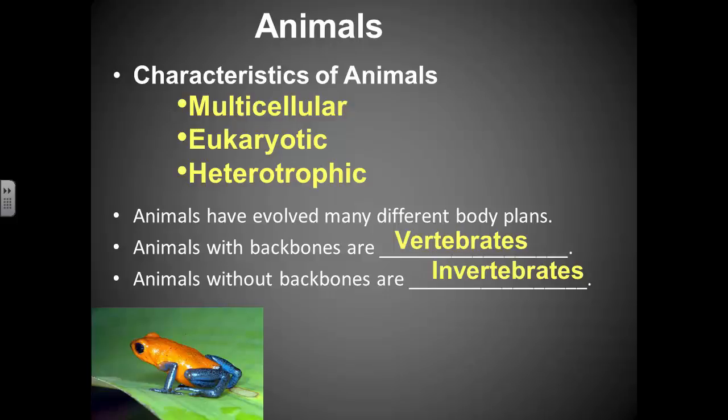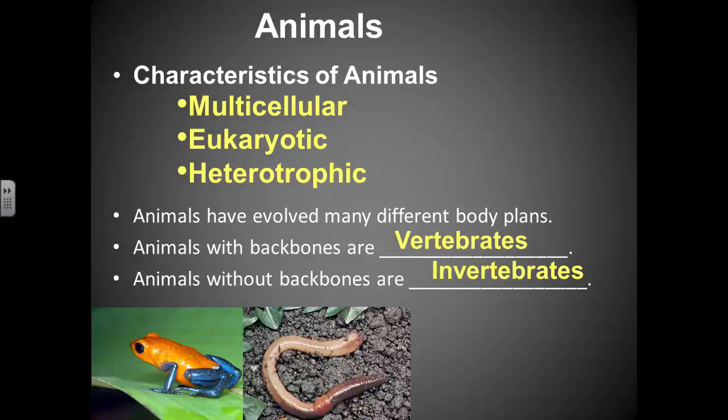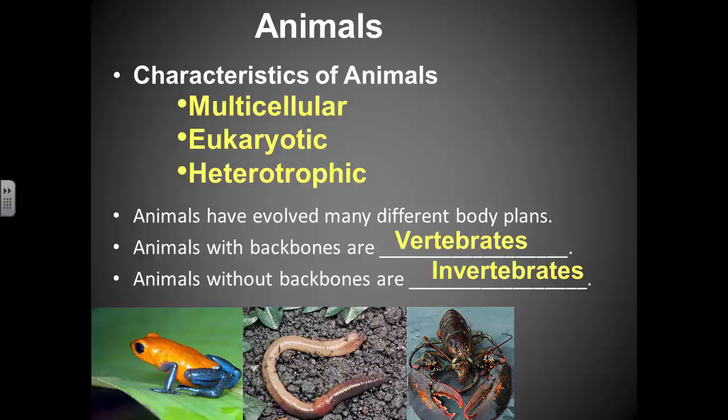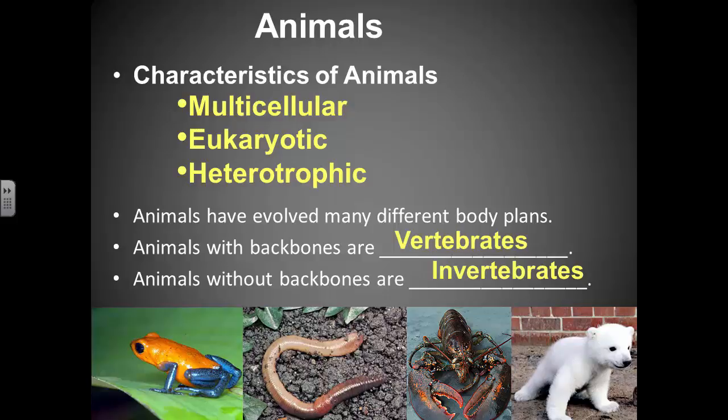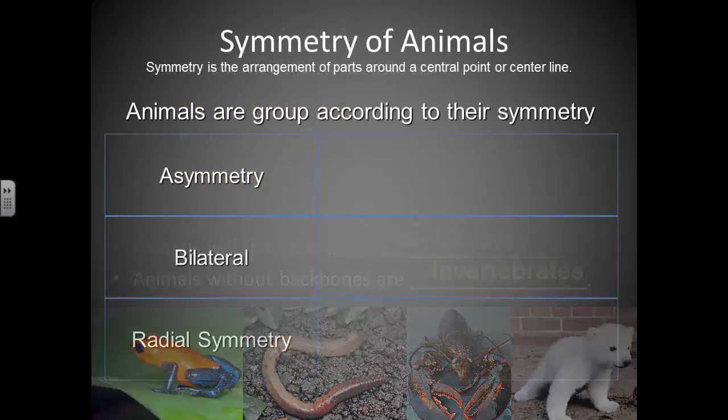So what's that? Frog. Yeah, that's a frog. Is it a vertebrate or invertebrate? Vertebrate. Does it have a backbone? Yes, I can see it. It's a vertebrate. It's an amphibian. All amphibians are vertebrates. What's that? Invertebrate. Let's think. Nope, invertebrate. Lobster is an invertebrate. It doesn't have a backbone. It has an exoskeleton, but not a skeleton inside of it. Oh, that's cute. Vertebrate. Yeah, that's a vertebrate. That is cute.